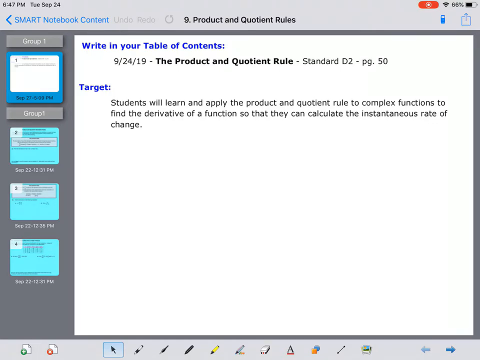So what we're going to talk about today is using a table to find a derivative value, to find the slope at a specific point. Okay, so what does that look like in table form? Okay, so go to page 52.